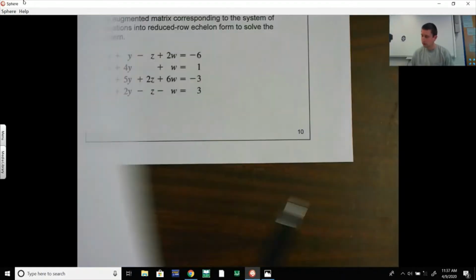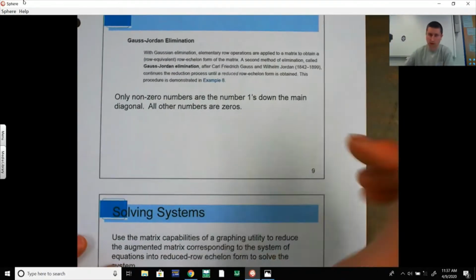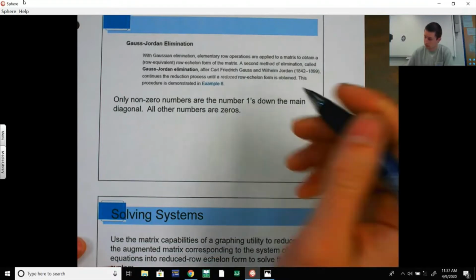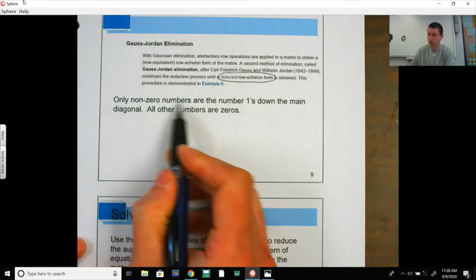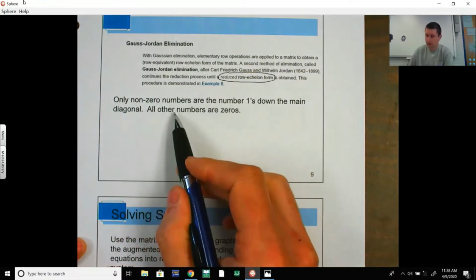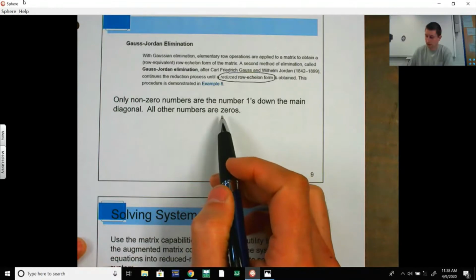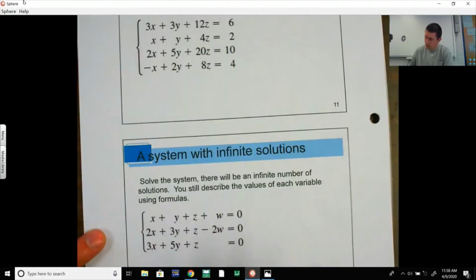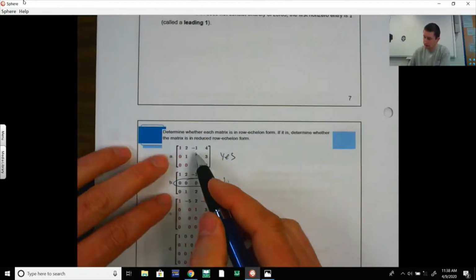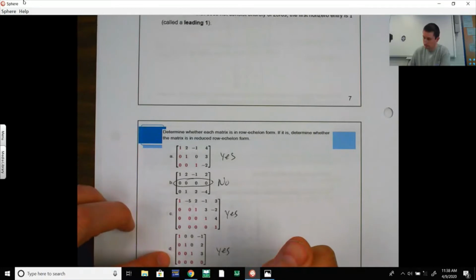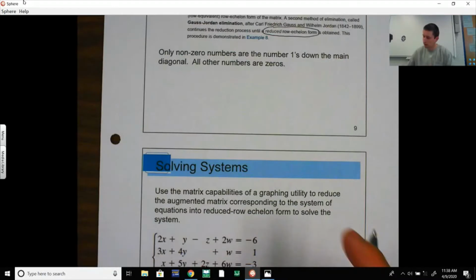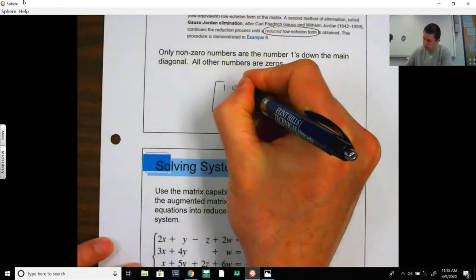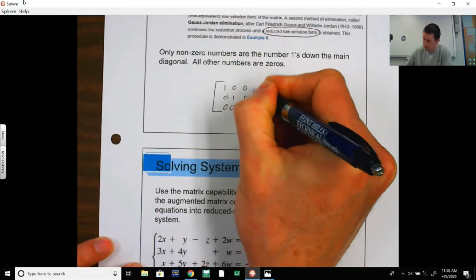What we will be using is something called reduced row echelon form. Okay? So this is more helpful than row echelon form because the only non-zero numbers are the ones down the main diagonal. All other numbers are zeros. Okay? So none of these would be in reduced row echelon form because everything else has to be a 0. So reduced row echelon form has to have ones down the main diagonal. So like 1, 0, 0, 0, 1, 0, 0, 0, 1.